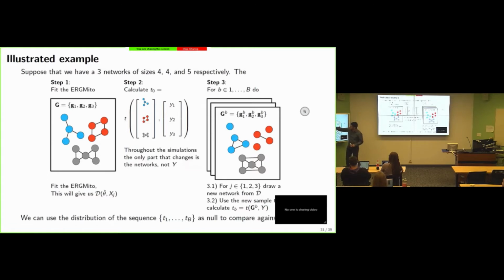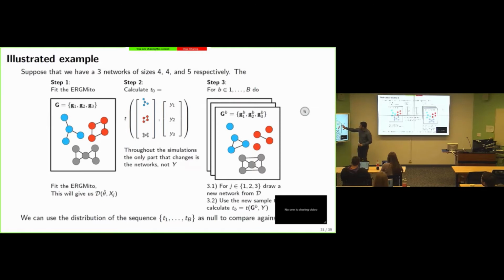Then, using these networks, the observed graphs and the observed outcome variable at the group level, you can calculate some statistic, which could be, for example, a correlation or something else between some statistic of the graph. Again, it can be number of triads, number of mutual ties, number of homophilic ties, and so on and so forth, and you get your observed test statistic.